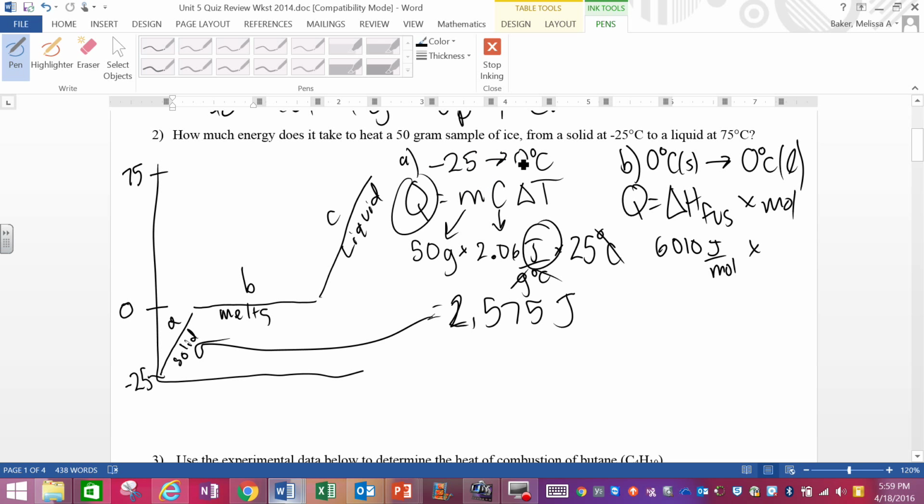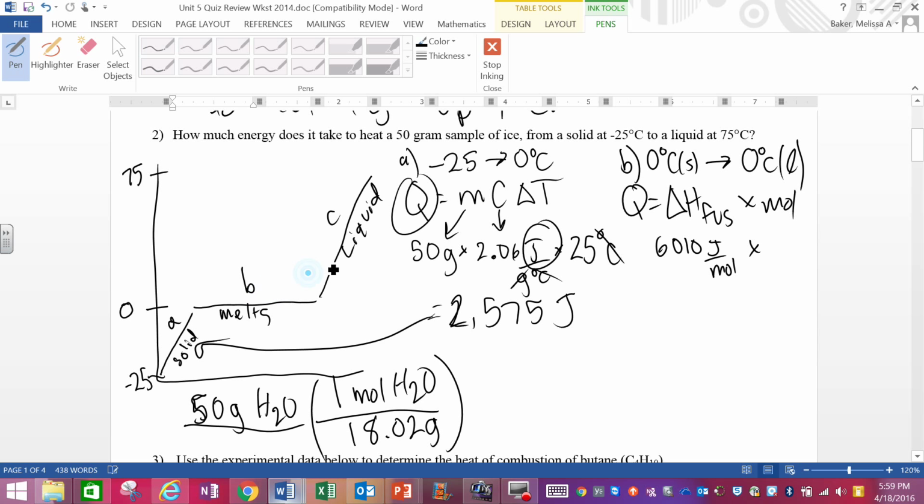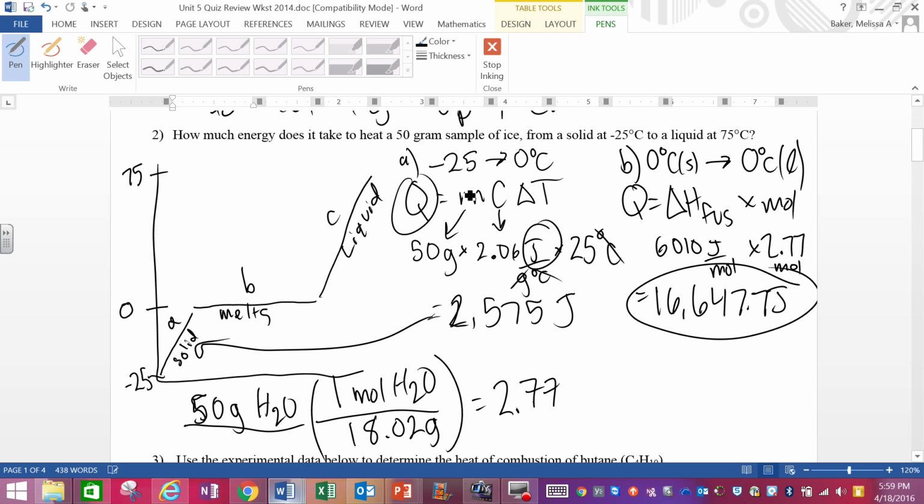Oh no, we've got 50 grams of ice. We've got to figure out how many moles that is. So I'm going to go down here, 50 grams of H2O. How many moles is that? Well, 1 mole of H2O is equal to 18.02 grams. So we definitely have more than a mole. We've got 2.77 moles. So how much energy is it going to take to melt this 50 grams? 16,647.7 joules for step B.